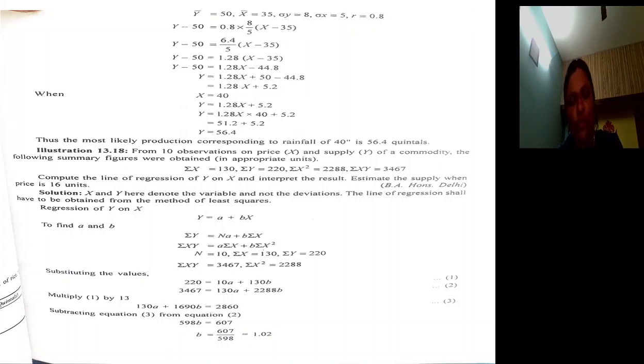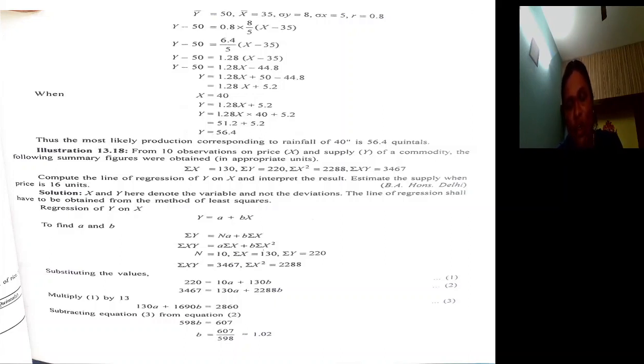So we have to multiply the first equation by 13 so that we can cancel one of these values, either a or b. When we multiply the first equation, that is 220 is equal to 10a plus 130b, by 13, what equation will we arrive at?